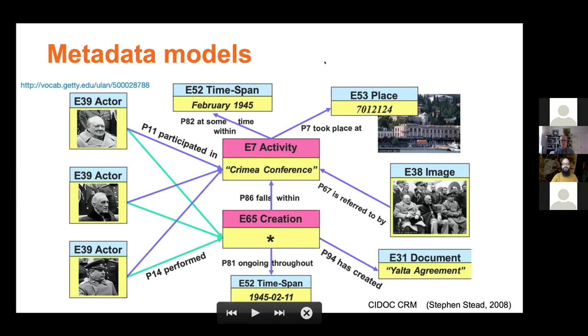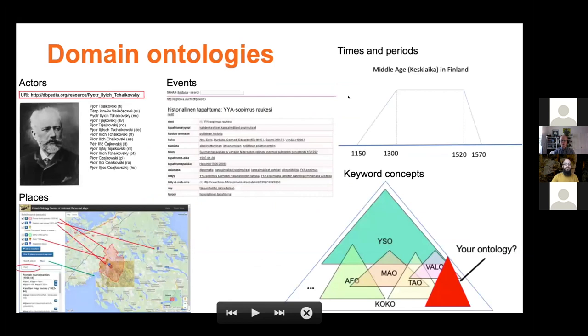And how is this then done, or what is needed for this kind of modeling? Well, we naturally need these ontologies where these actors and places and times and so on come from. So the idea here is that we harmonize and standardize the references to these actors. So instead of just saying Tchaikovsky, we use the URI, and similarly for other ontologies as well. And of course, different ontologies have different needs for visualizing them. For example, for places, the natural way is to put them on a map, and this helps the user to understand the ontological concept of some place and to disambiguate between them. So for example, the same place name can be in many places on maps, but the map helps us to disambiguate.